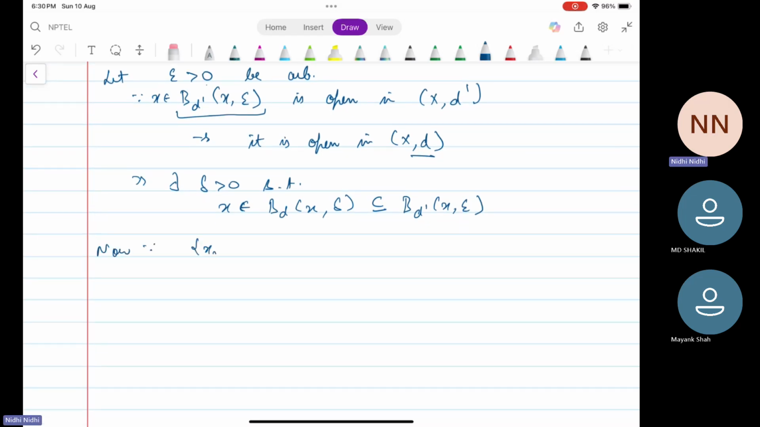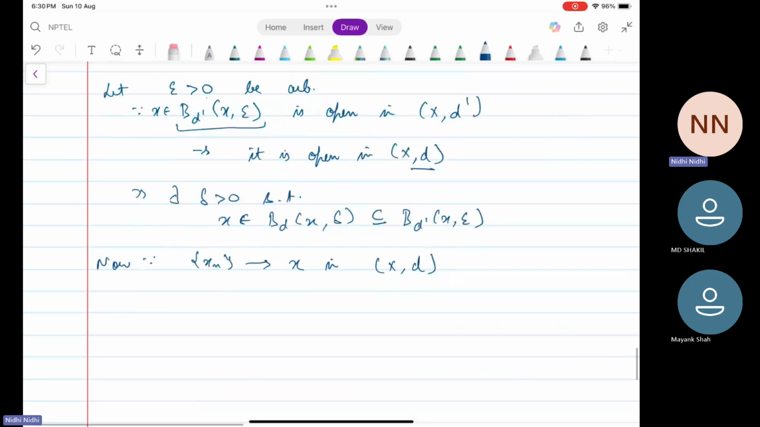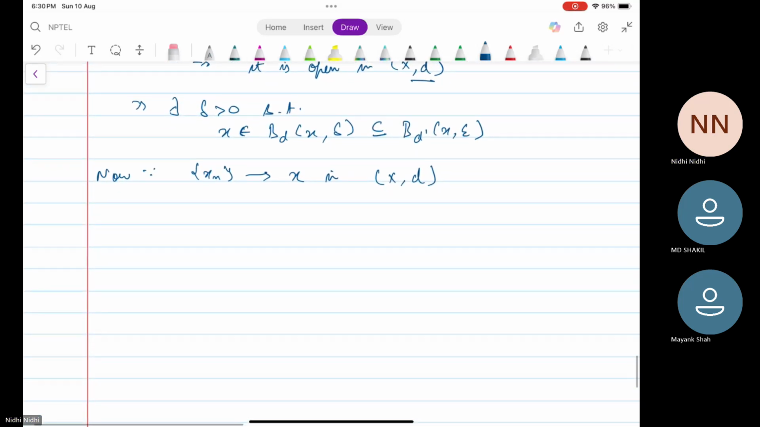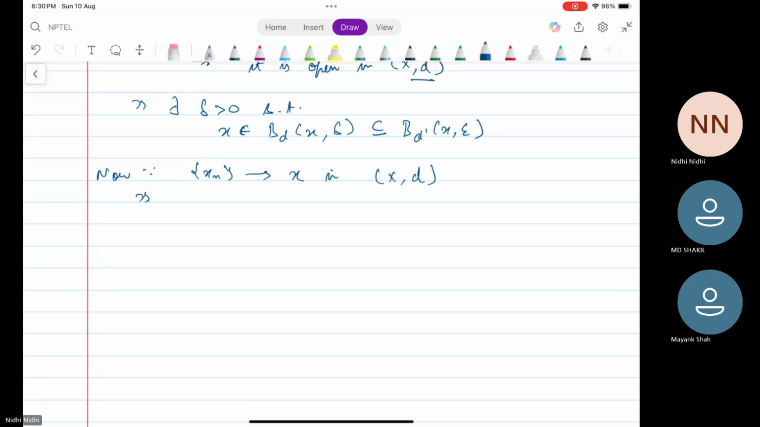So now, since x_n converges to x in (X,d), so we started with the convergence in (X,d), this implies there exists a stage n naught in N such that for this delta, x_n belongs to B_d(x, delta) for every n greater than or equal to n naught.